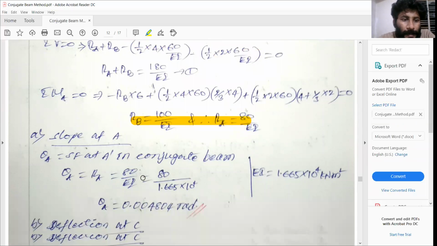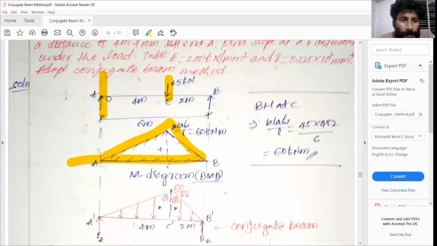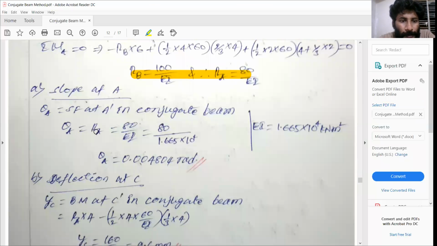So after getting the reactions, slope at A. We wanted to find the slope at A. So here we have to find its slope. This is how it is deformed. To find the slope at A, we have to take the shear force at section A. Just see the forces acting which are left of the section, only RA. So theta A is equal to RA, we know that 80 by EI. Substitute the EI value, we'll get this answer.